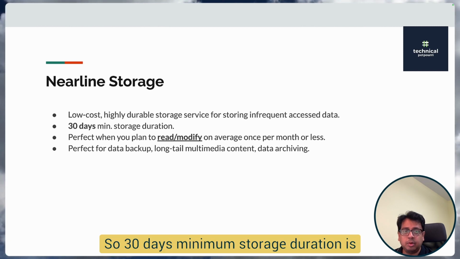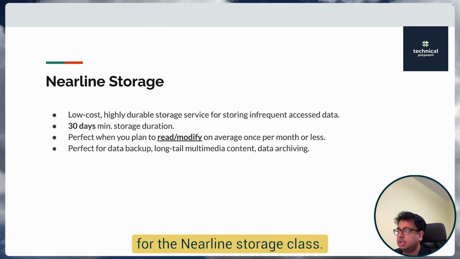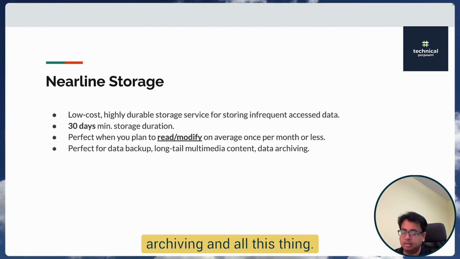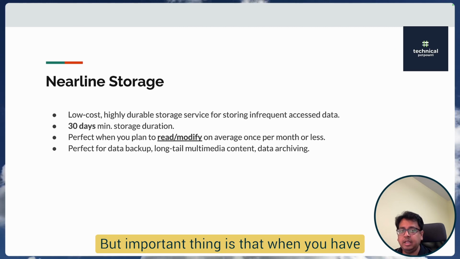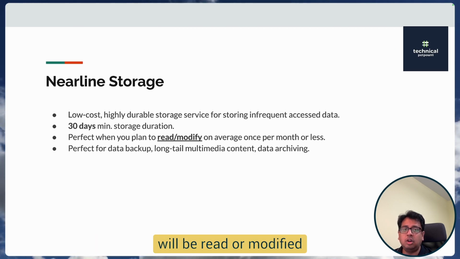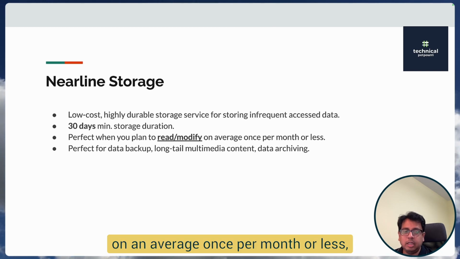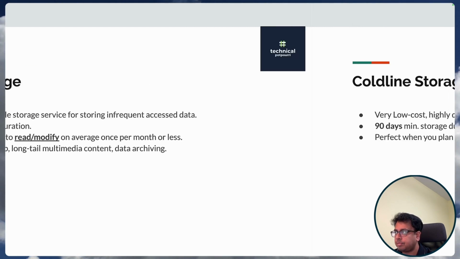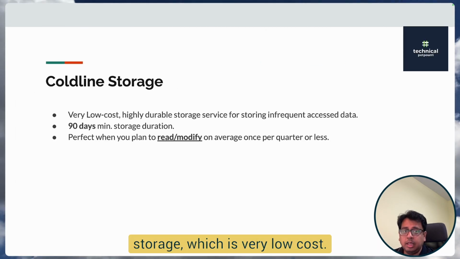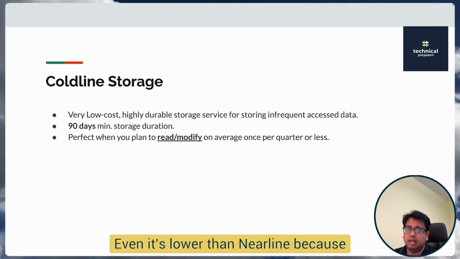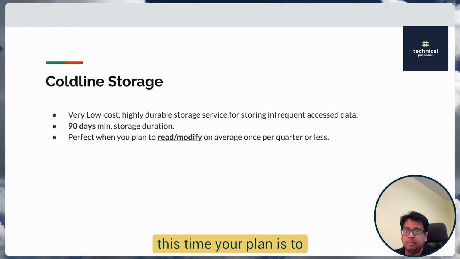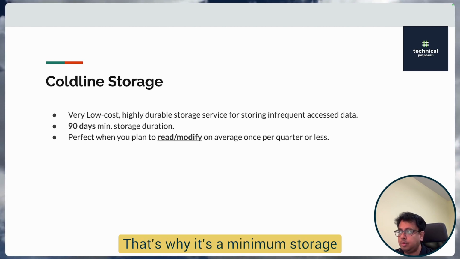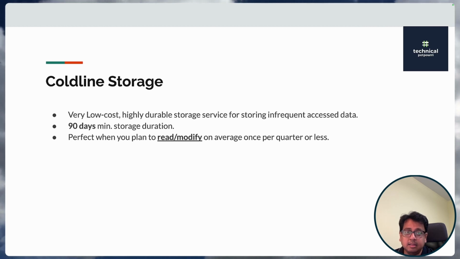So 30 days is the minimum storage duration for the nearline storage class. It's perfect for data backup, long-tail multimedia content, data archiving, and so on. But the important thing is that when you plan for your data to be read or modified on average once per month or less, it makes sense to choose nearline storage. Similar is coldline storage, which is very low cost, even lower than nearline, because this time your plan is to read or modify data once in a quarter. That's why the minimum storage duration is 90 days.